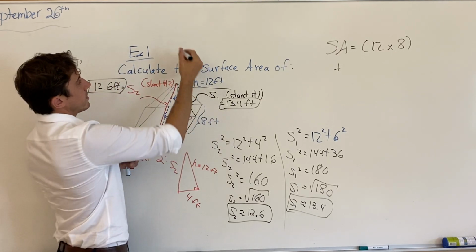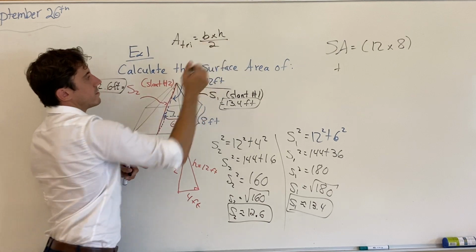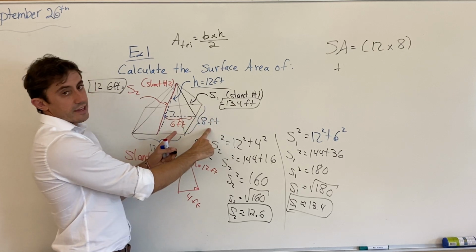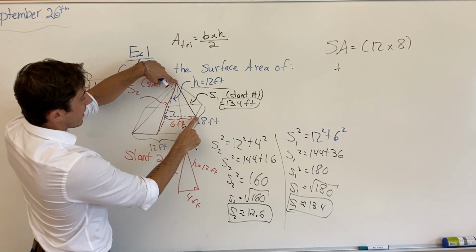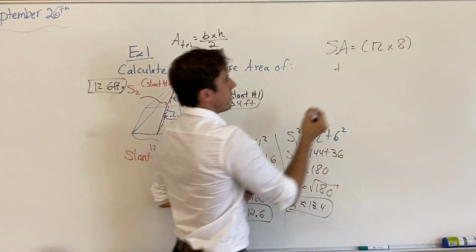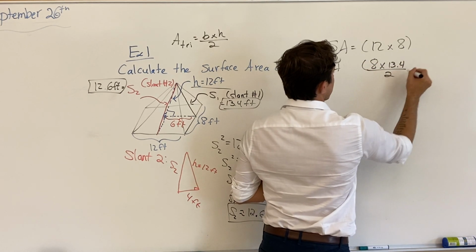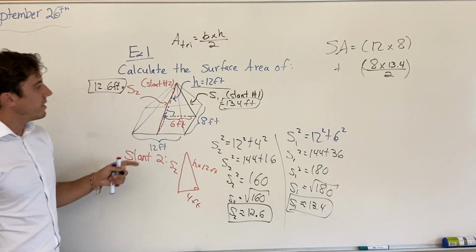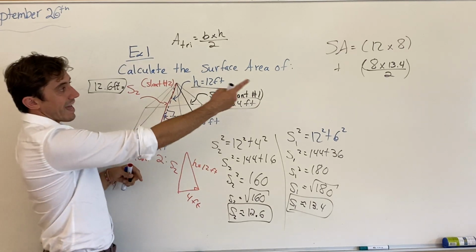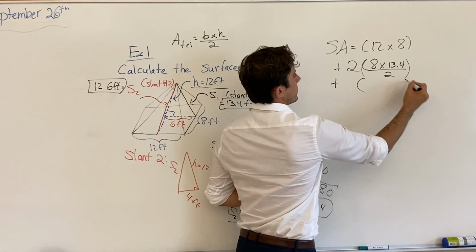So for each triangle, I'll remind you that the area of any triangle is base times height divided by 2. And so for the side triangles, we'll have a base length of 8. We'll have a slant height for this triangle here of 13.4. And so we'll have 8 times 13.4 over 2, right? And we know that we have two identical triangles on the two sides of our pyramid. And so rather than adding that twice to catch both triangles, obviously we can just multiply by 2 to make our lives a bit easier.